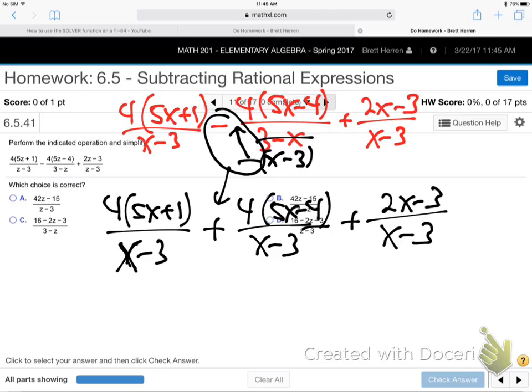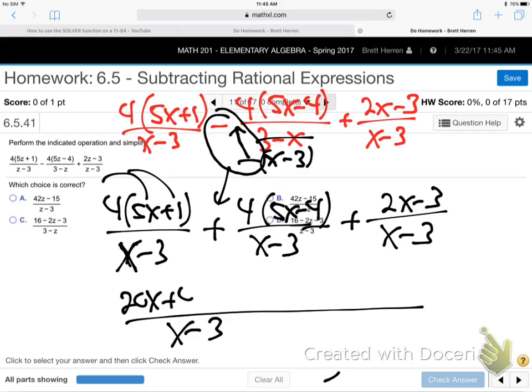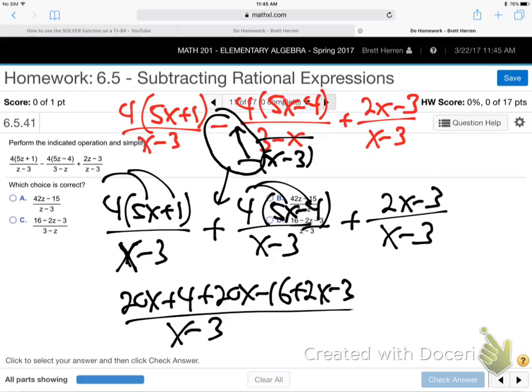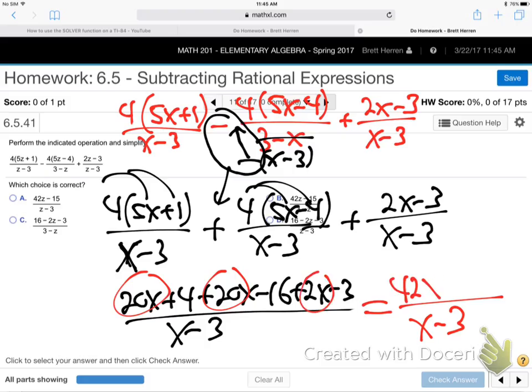Okay. So now we can combine these. Multiply 20x plus 4. 4 distributes. 20x minus 16 plus 2x minus 3. And I think that we can just combine now, right? What do we got? We got 20x and 20x is what? 40 plus 2, 42x. Yeah. 4 minus 16, what's that? Minus 12, minus 15? There we go. That good?